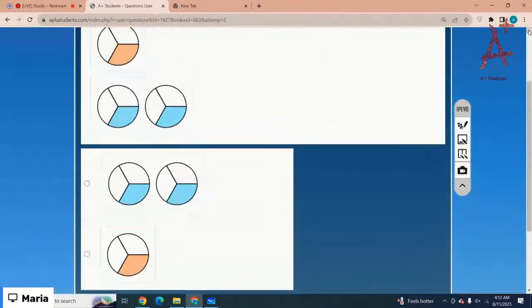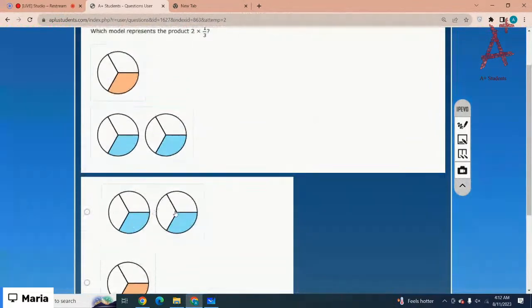2 times 1 over 3. That means you have 2 portions and they both have 1 out of third is colored. This is option number 1, right? Either you can select the one that has 3 portions and 2 of them are colored, or you can select 2 figures with 1 colored out of 3. So that would be option number 1, right?